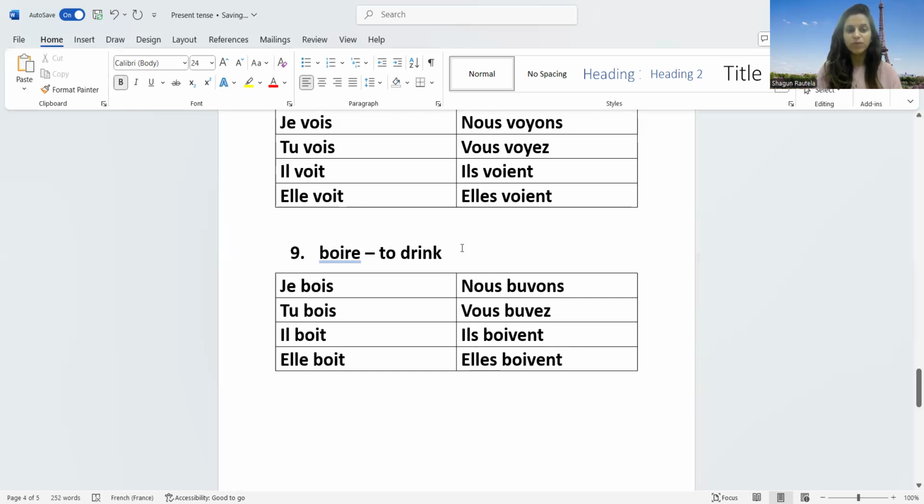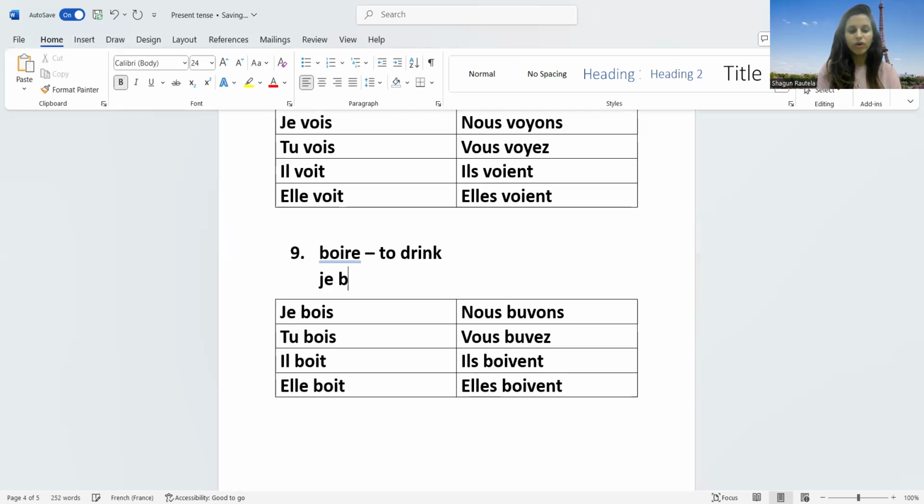How will you make a sentence with boire? Very important. For example, if I'm drinking water, je bois de l'eau. I'm drinking water. Tu bois du café. Tu bois du thé. Okay, similarly, you can make your own sentence.